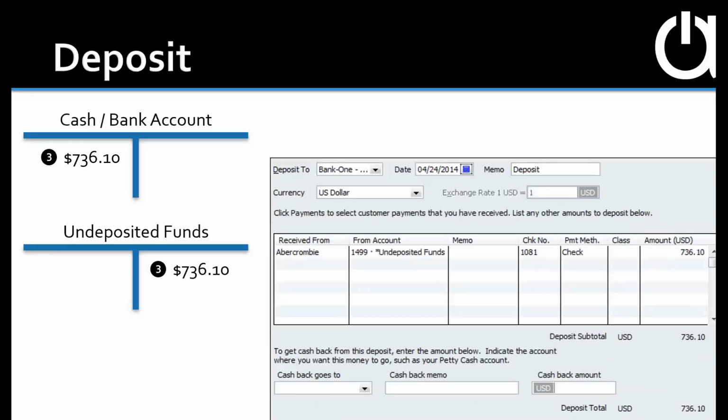And then, of course, when we deposit it, everyone should know how to do a deposit inside of QuickBooks. I go to do my deposit. It debits my bank, credits undeposited funds, clears out that account. And money's in the bank, everyone's happy.